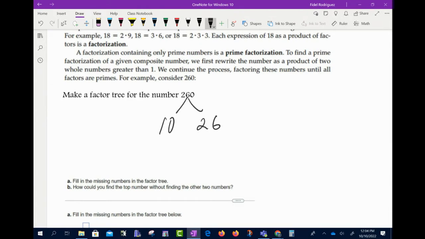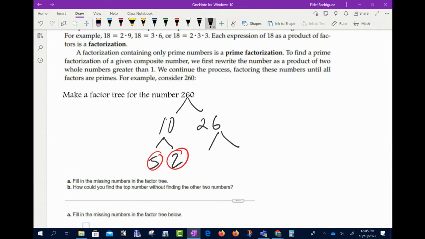Now, what I want to do is I want to continue breaking down those two numbers, okay? So look, let's break down the number 10. What two numbers multiply to 10? 5 and 2, right? Okay. And y'all, what I'm going to do here, I'm going to circle the 5 and I'm going to circle the 2. The reason I'm circling those numbers, I can't break them down anymore, okay? Those numbers can't be broken down. They're prime numbers, all right?